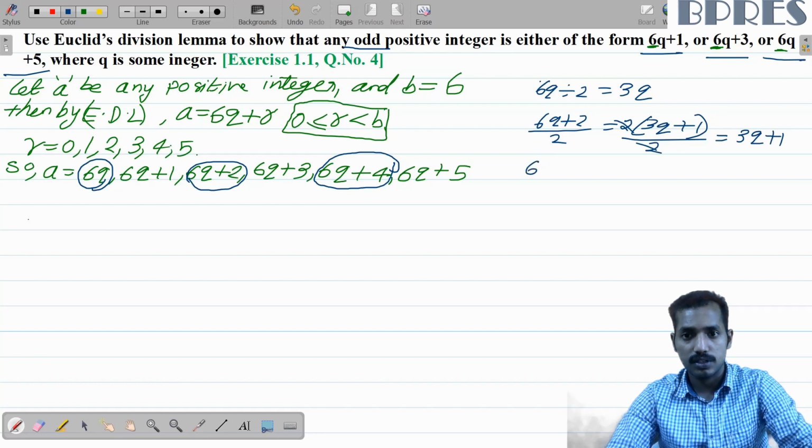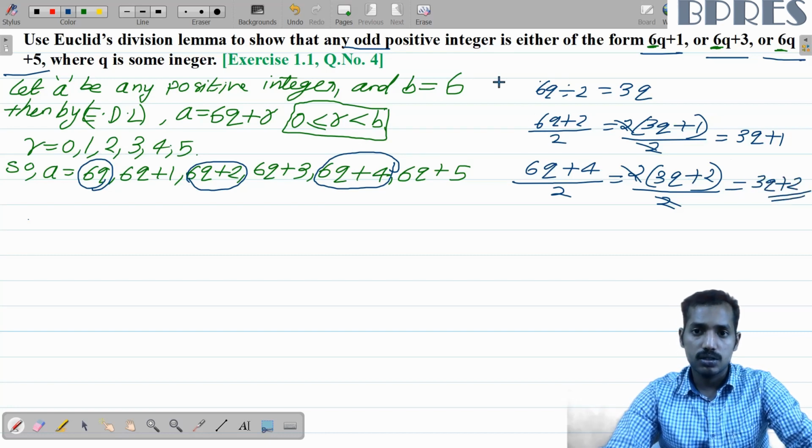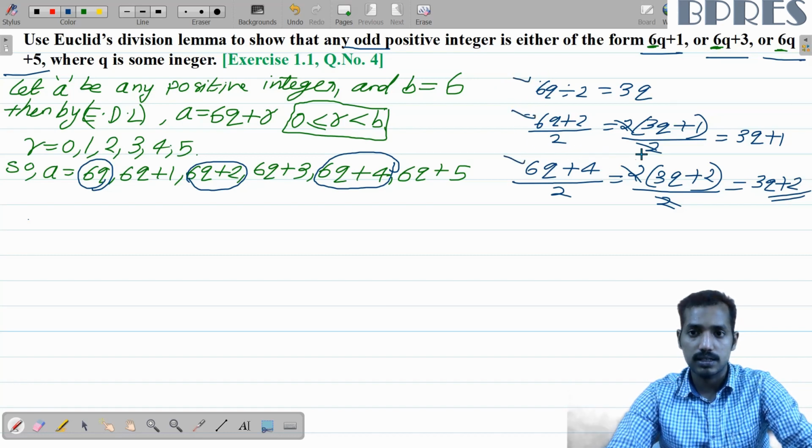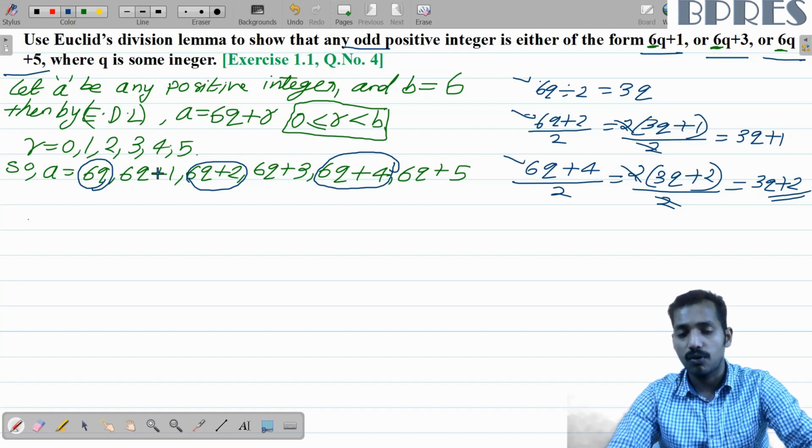Similarly, in the case of 6q plus 4 divided by 2, what do we get here? We can take 2 outside again, so 2 into 3q plus 2, divided by 2. The 2s cancel again, and we get 3q plus 2. So what this actually means is that these integers, 6q, 6q plus 2 and 6q plus 4, are exactly divisible by 2, which means they are even positive integers. Here we have to show only odd positive integers, therefore these numbers should not be in the list of odd integers.